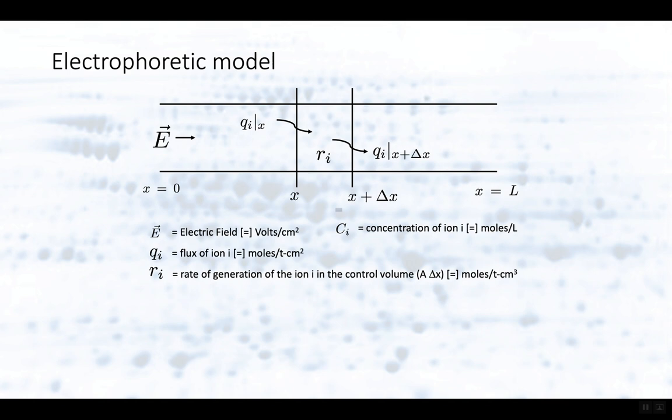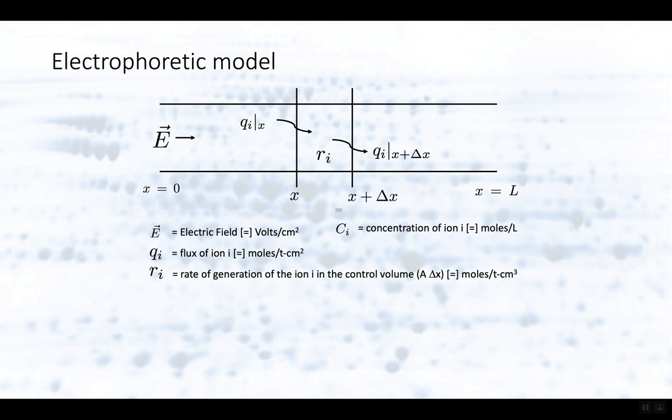All right. So we apply a field to this, and we can look at a shell balance across the cross section of the electrophoretic flow channel. We have a flux of ions coming in, a flux of ions going out of that shell, that delta X shell. The length of the electrophoretic channel goes from 0 to L, and there's a concentration of ions at any given point. Okay, so these are the variables that we have.